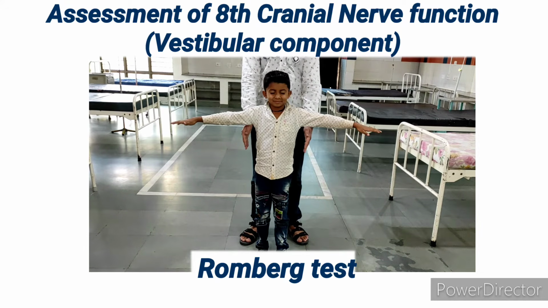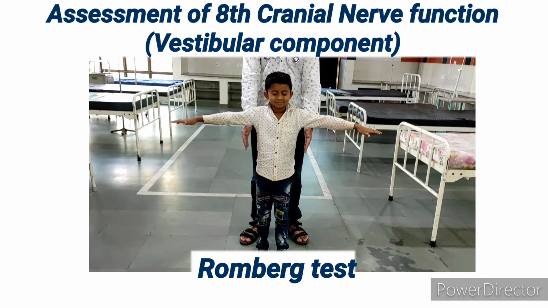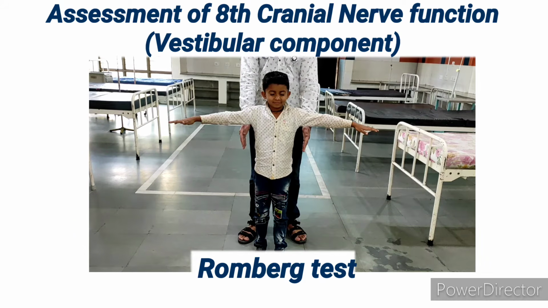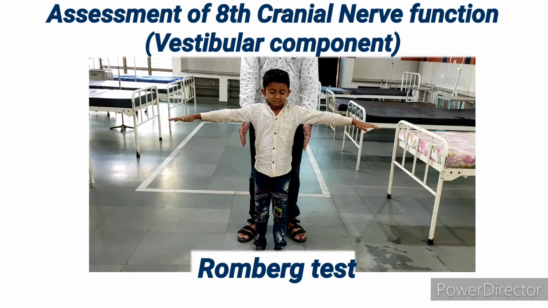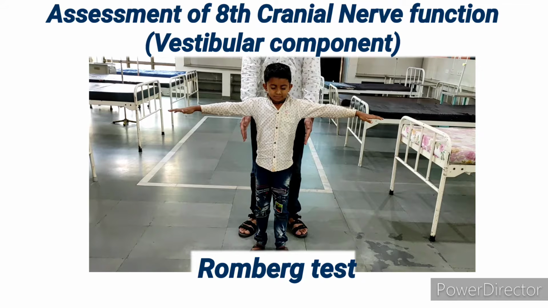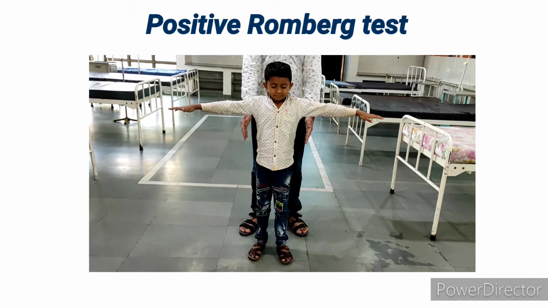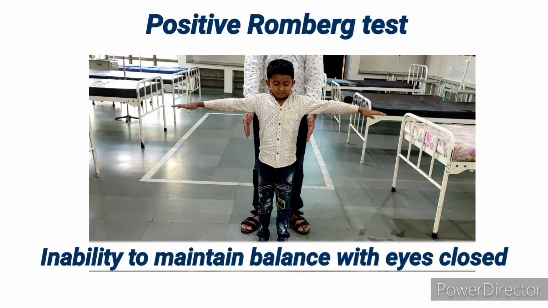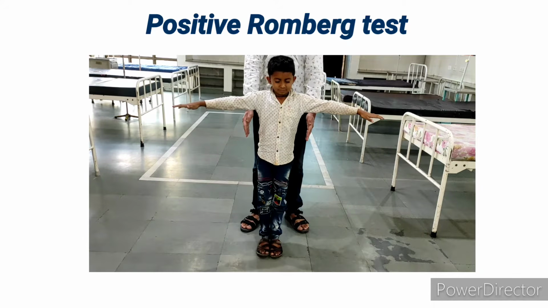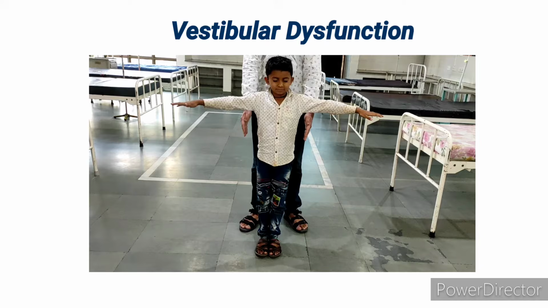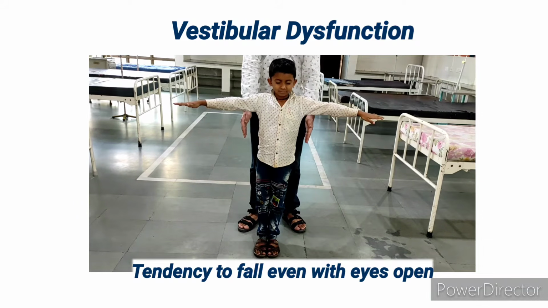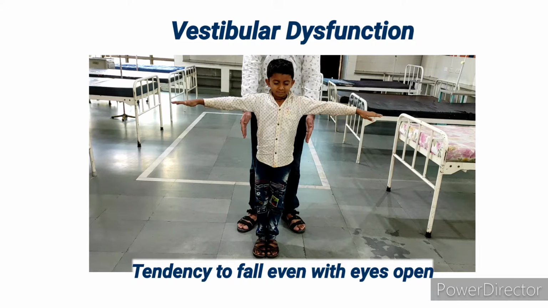And then we will observe the balance of a child for a full 1 minute. Then we will tell the child to close the eyes. Then again observe whether the child is maintaining the balance or swaying to one side. Loss of balance is labeled as a positive Romberg test, and when the child loses balance even when eyes are open, that means the child has vestibular dysfunction on the side of the fall.